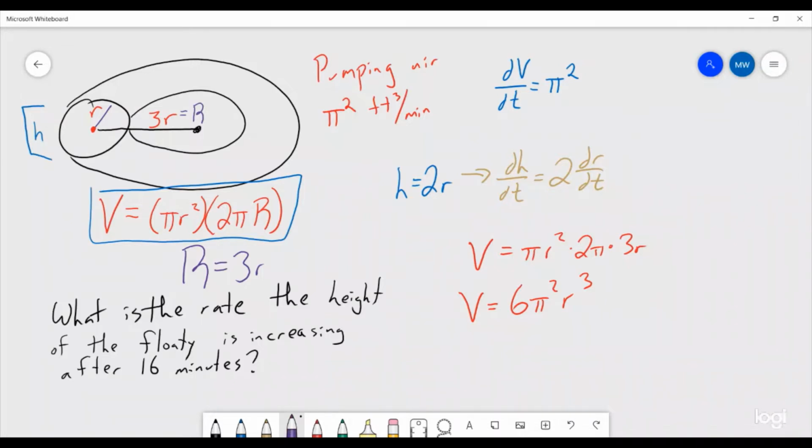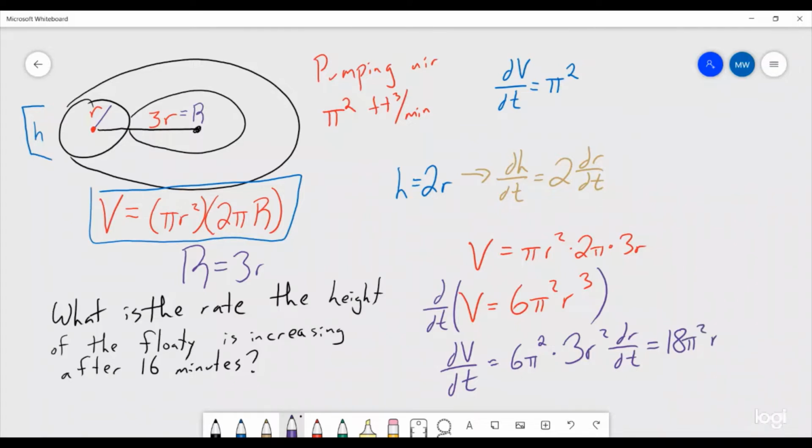Now, we are going to take the derivative of everything with respect to t. So we get dV/dt is equal to 6 pi squared, that's the constant, so that sticks around, multiplied by the derivative of r cubed, well, that's a 3r squared dr/dt. Or an 18 pi squared r squared dr/dt. So that's going to be what dV/dt is.